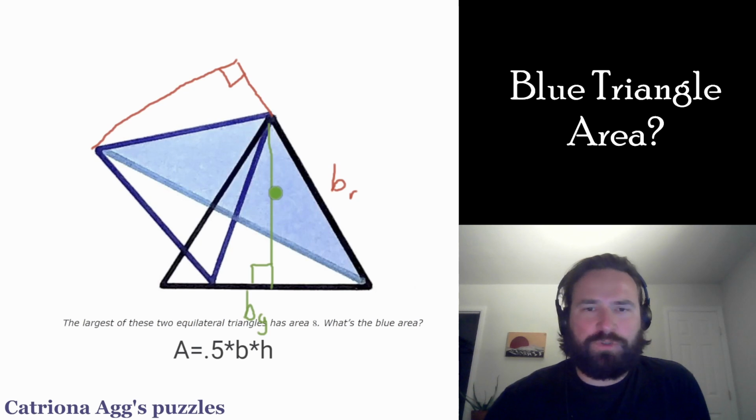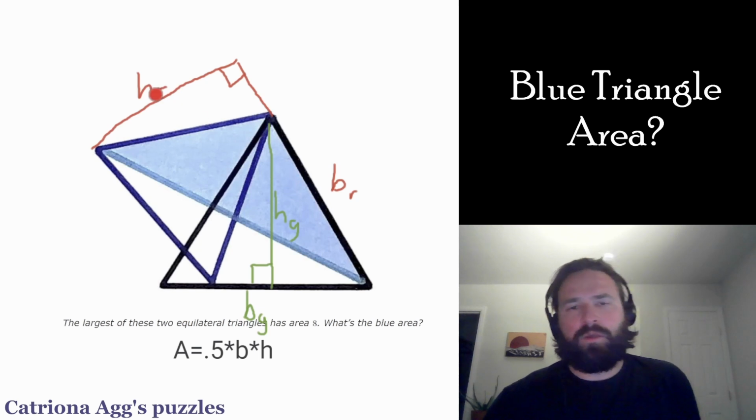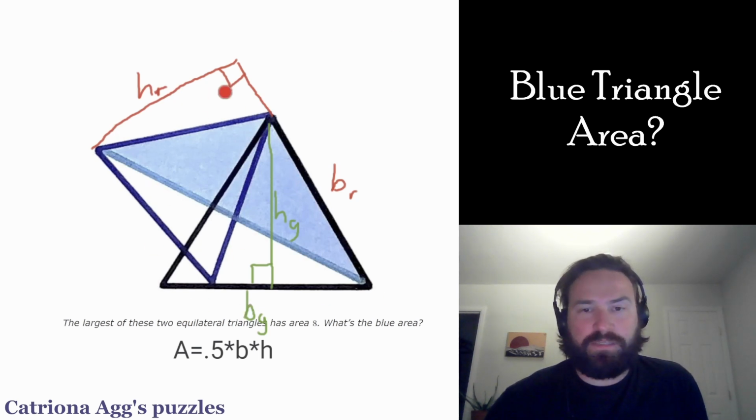So then it becomes sort of interesting to compare the height, this green height, to the red height. Is there a way that we can prove that they were the same? Because if they were the same, if the base and the height were the same, then we would get the same area, because that's the only thing involved in the area equation.